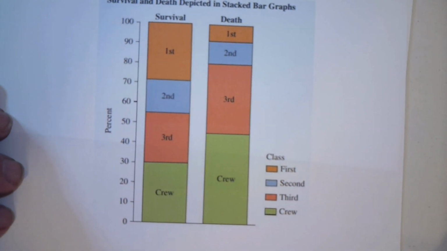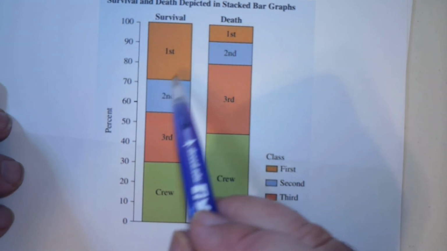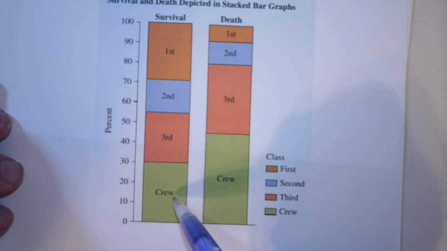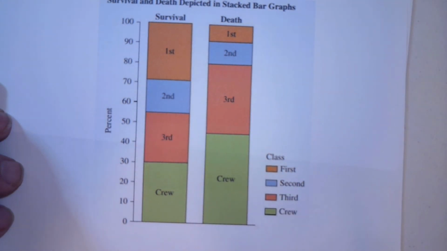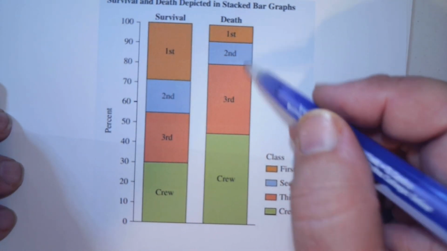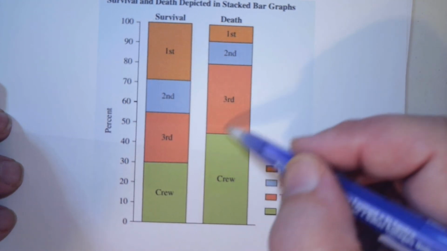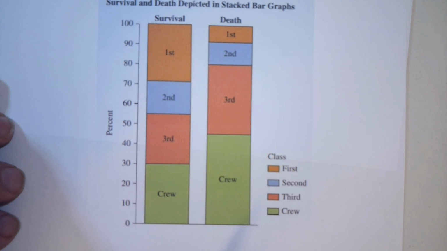So what can we conclude is the survival of first class and crew and third class. So people who didn't fare too well overall were the second class. The death rate, most of the crew died, then third class, second, and first class lost fewer people overall.